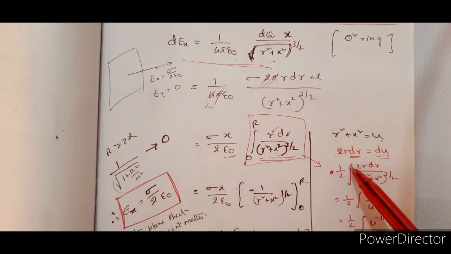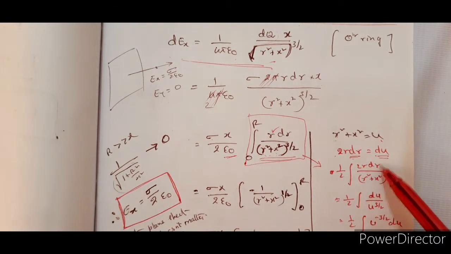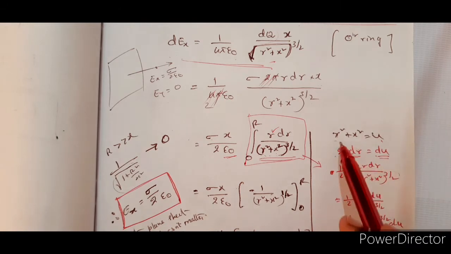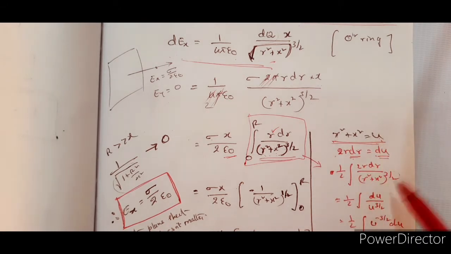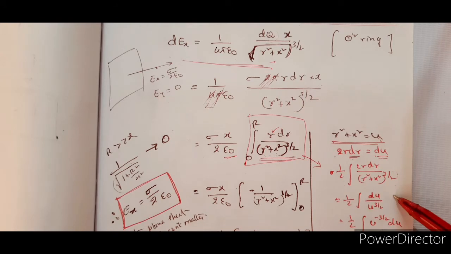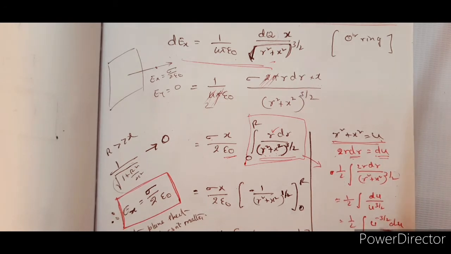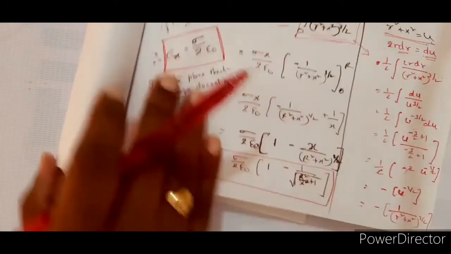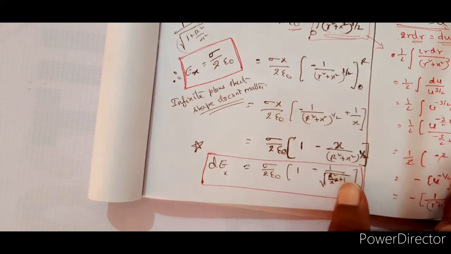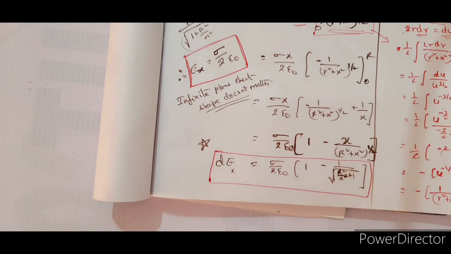So therefore it is 1 by 2, 2r dr by (r square plus x square) whole power 3 by 2. R square plus x square is anyhow u, so u power 3 by 2. When it comes into the numerator, it is u power minus 3 by 2. It is something like x power n dx. So the integral of x power n dx is x power n plus 1 by n plus 1. That is what we did here, right? So therefore u power minus 3 by 2, right? So this one you are doing.